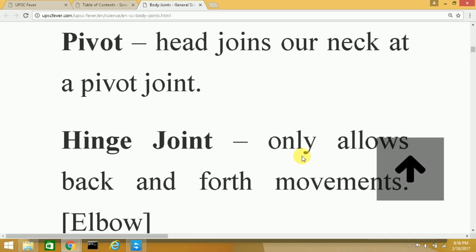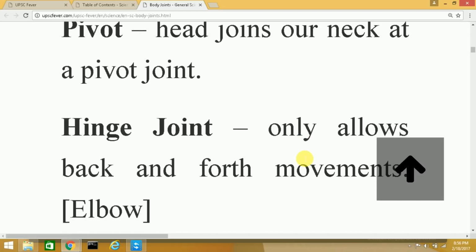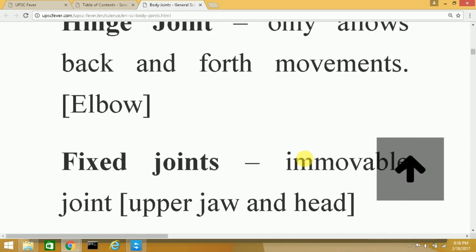These are the immovable joints of the body. The lower jaw and the head are connected to each other using these fixed joints.